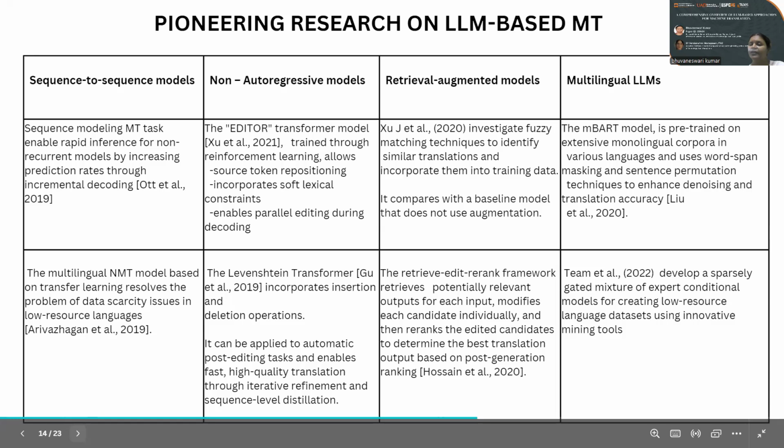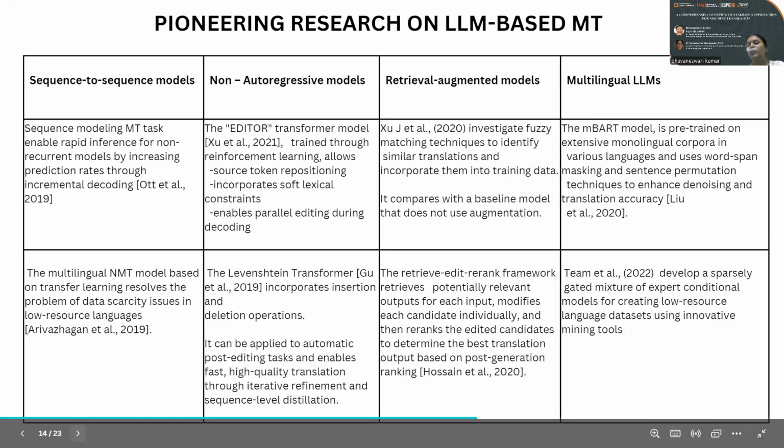In the retrieve and re-rank framework, it tries to retrieve the relevant outputs from each output. Then it tries to modify the candidates individually and then re-ranks the edited candidates. So here it tries to give the best translation output based on the post-generation ranking. Both these models were able to improve the translation efficiently.